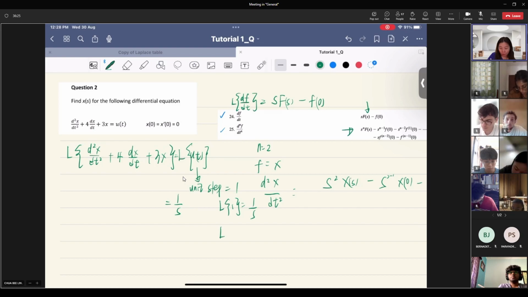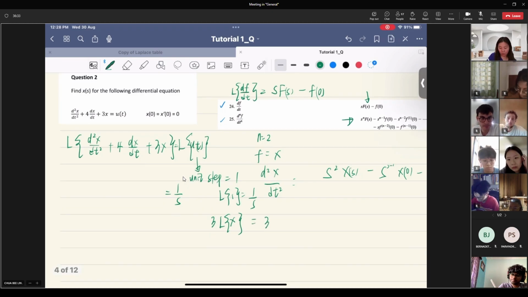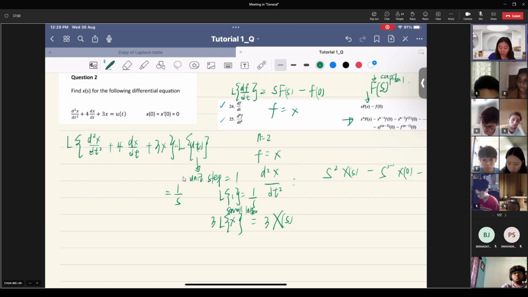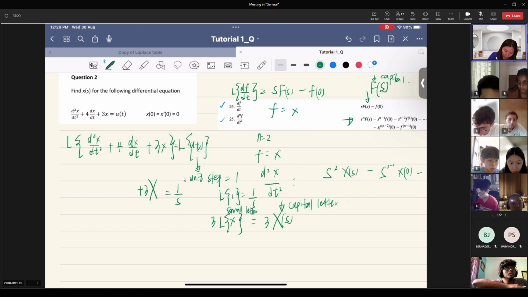When you Laplace transform this, you will get 3 big X(s). Now you can link, for example, the symbol f, which is actually the symbol of x. If you Laplace the x, you'll see the function will use a capital letter. That's why this is a small letter. After you Laplace it, this one will become uppercase. Then you'll be solving here 3 big X(s).